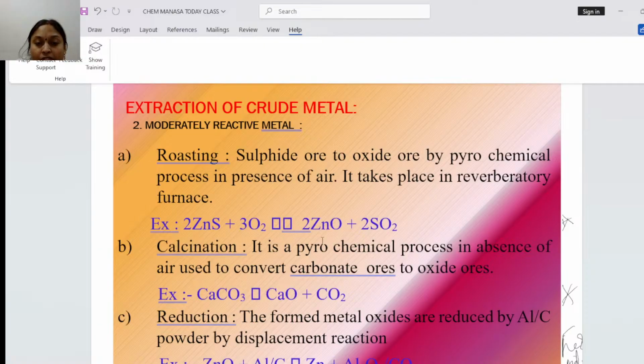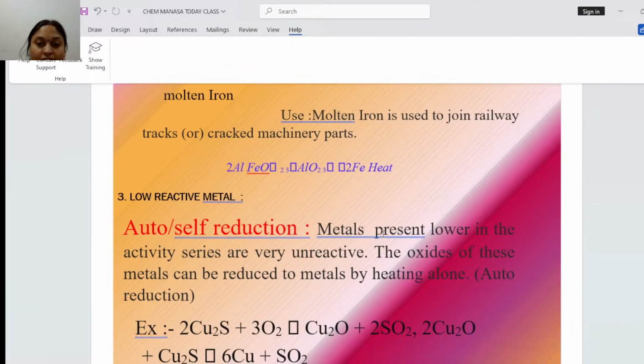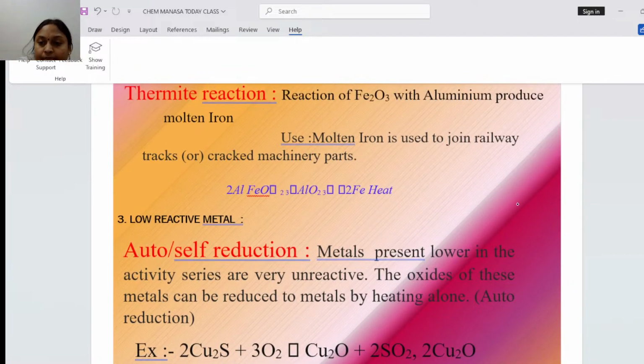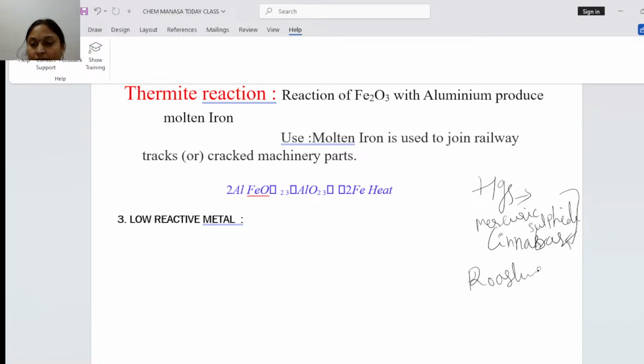And cinnabar, one more thing is that cinnabar is mercuric sulfide. This is also cinnabar, mercuric sulfide. By the roasting process we can extract the mercuric oxide. Then upon direct heating we will get the mercury.